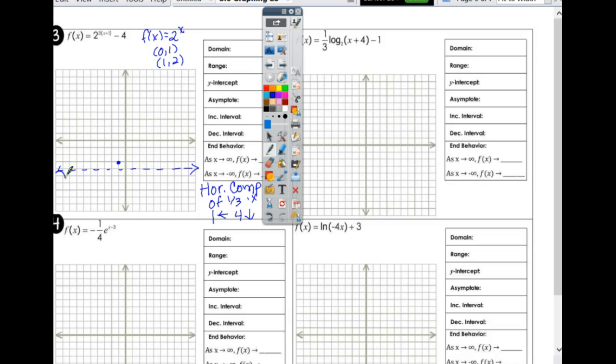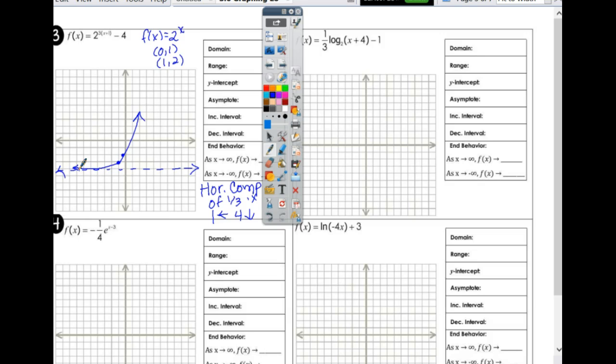Then the next point, I have 1 and 2. So I'm going to go 1 and 2. I have a horizontal compression of 1/3, so the 1 becomes 1/3. Then I have to move back 1 and down 4. 1, 2, 3, 4. So my point is right there. I'm going to hug the asymptote and connect the dots. And then you're also going to fill in the boxes this time.